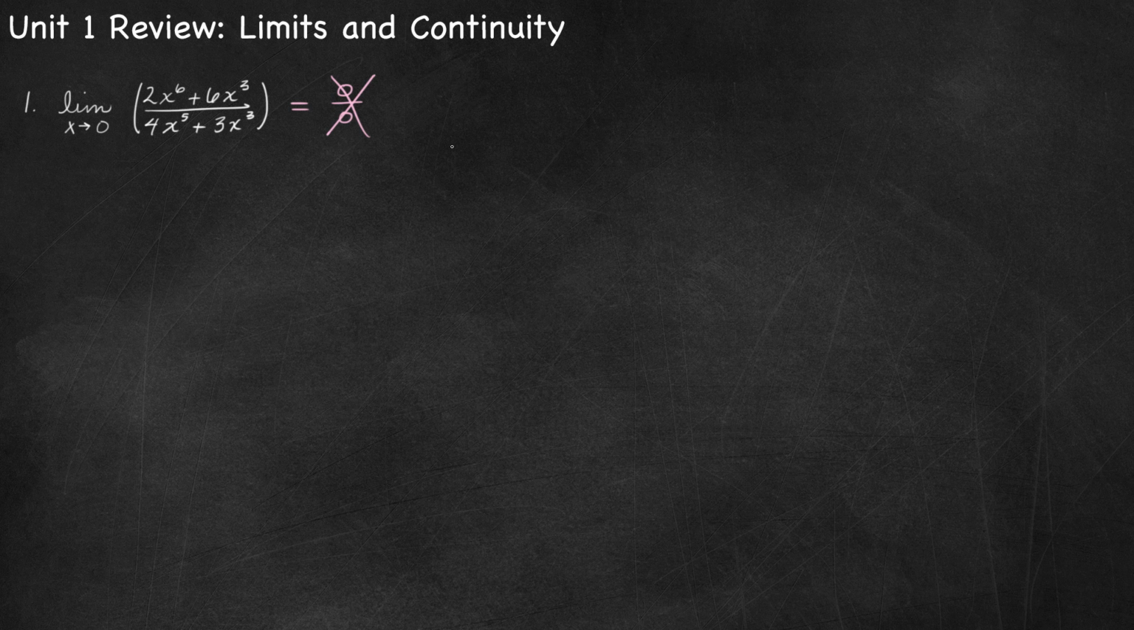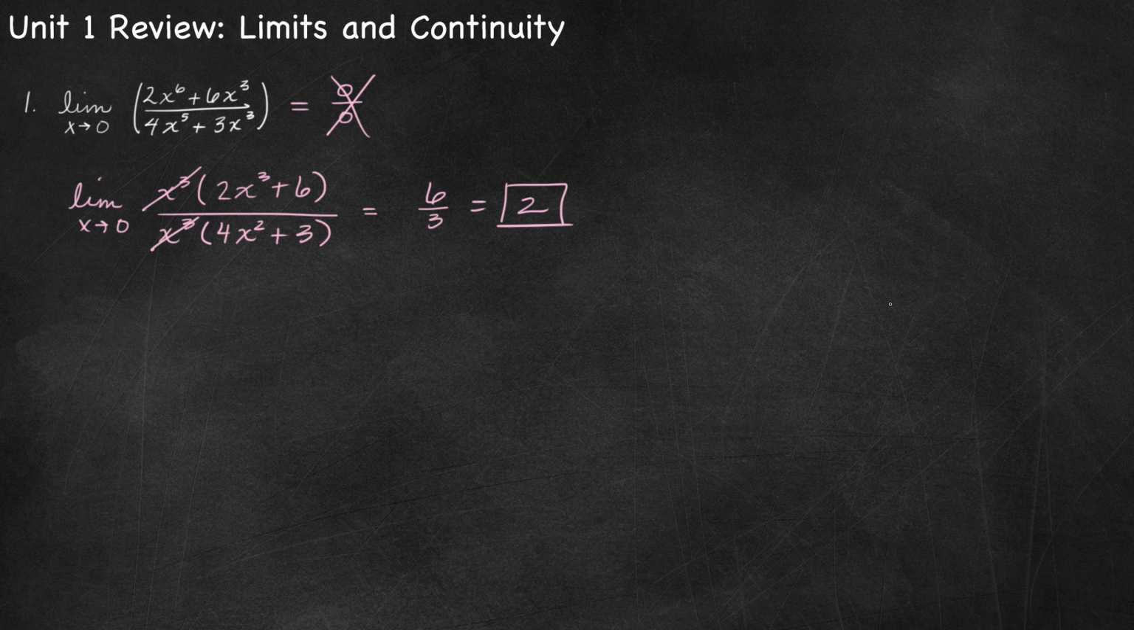One thing I can do is factor out an x cubed. So then this becomes the limit as x approaches 0. If I factor an x cubed from the numerator, I'm left with 2x cubed plus 6. If I factor x cubed from the denominator, I am left with 4x squared plus 3. And now I can cancel the x cubed from the numerator and denominator and try substitution again. So this time, when I substitute 0 in for x, I'm left with 6 over 3, which simplifies to 2. So my limit is equal to 2.